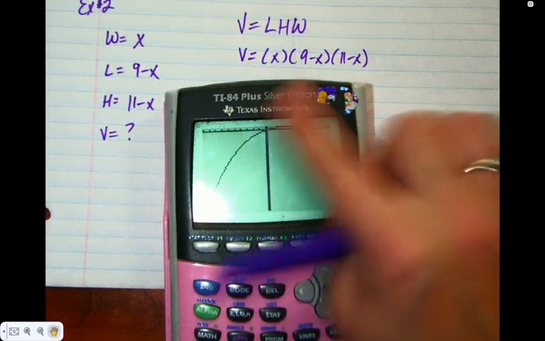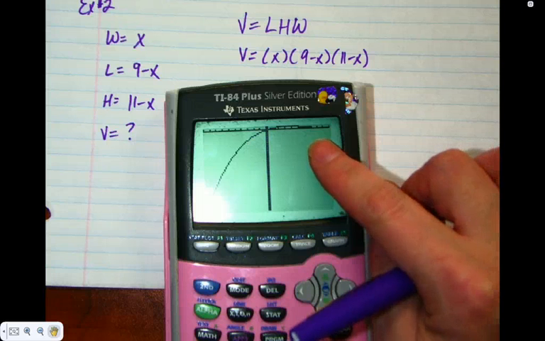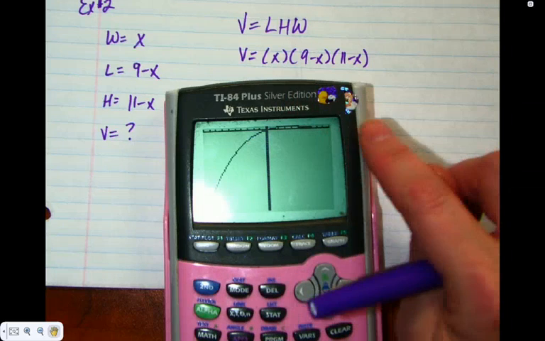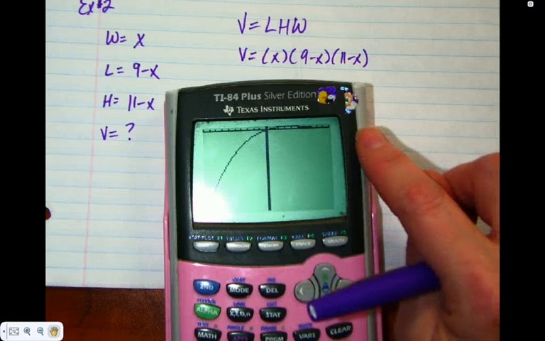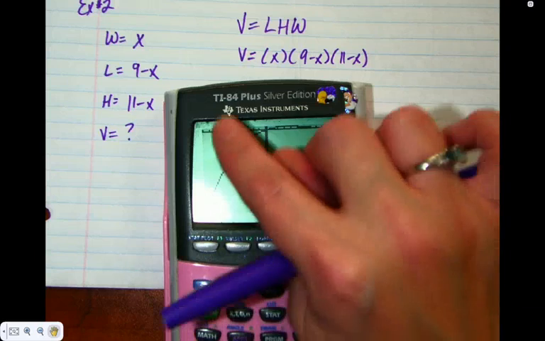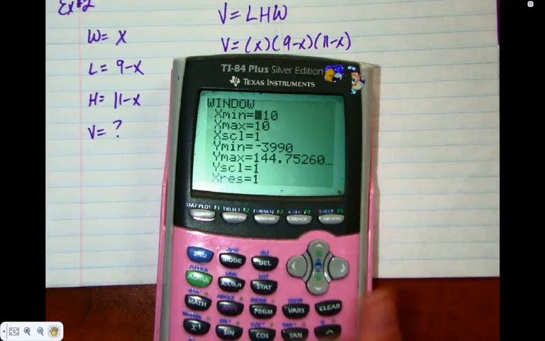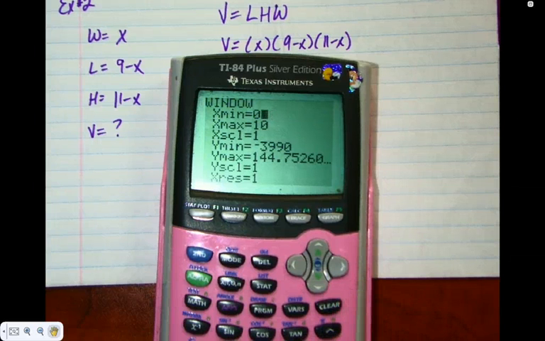So what axes do I need to change? What do I need to see more of, and what do I need to see less of? More of positive y or y max, and less of y min and x min. Okay, so go into window. Well, I can put the mins at 0 because I know I can't have negative volume, negative length.